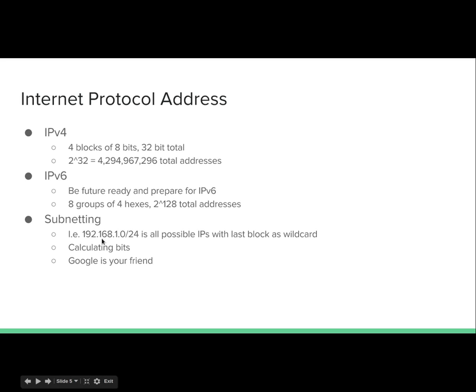But for example, this 192.168.1.0/24 is all possible IPs with the last block sort of acting as a wildcard. So 0.1, 0.0 all the way to 0.255. So it's basically all IPs with the first 3 blocks the same, but then the last is anything.